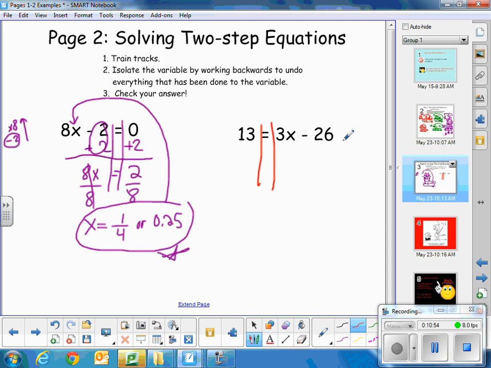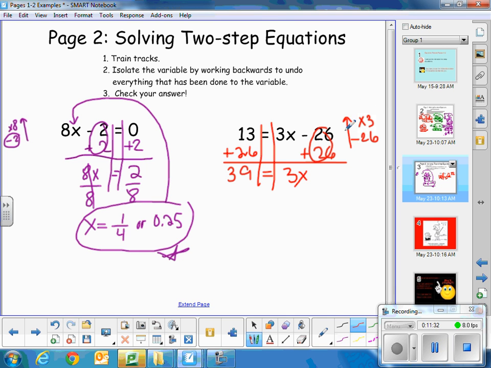Again, we want to work backwards to undo everything that's been done to x. So right now what's been done to x is we've multiplied by 3, and then we took away 26. So to undo that, we're going to work backwards and undo the minus 26 first by doing the opposite or inverse operation. We're going to add 26 to both sides. 13 plus 26 is 39. And on the right side, the negative 26 plus 26 disappears because that's 0, and you're left with 3x.